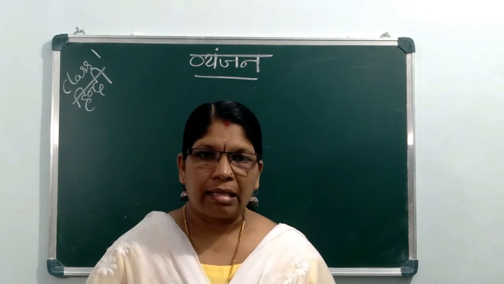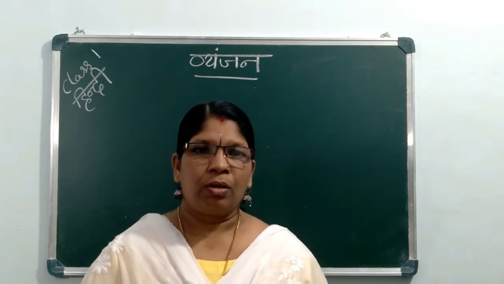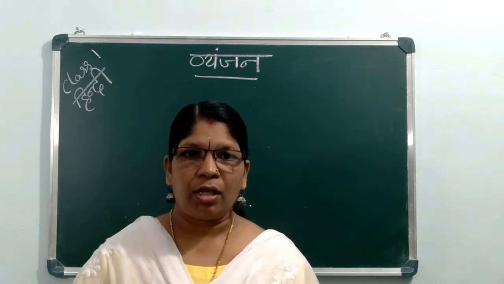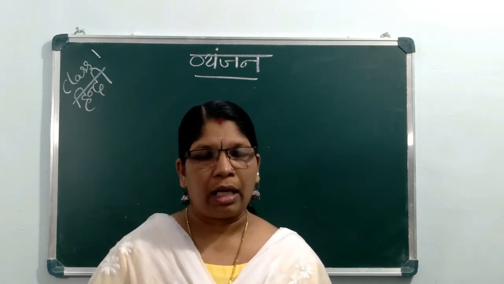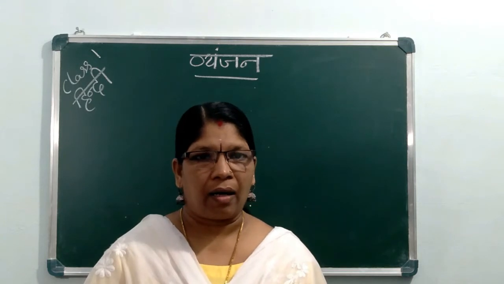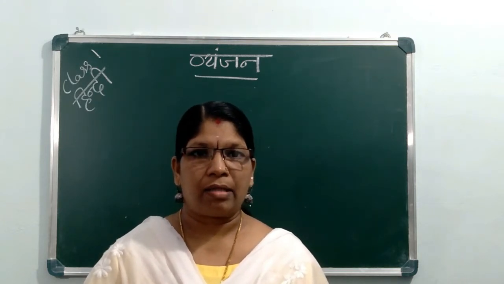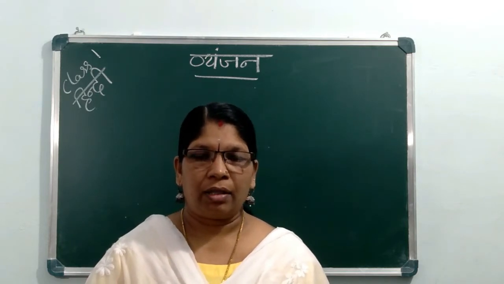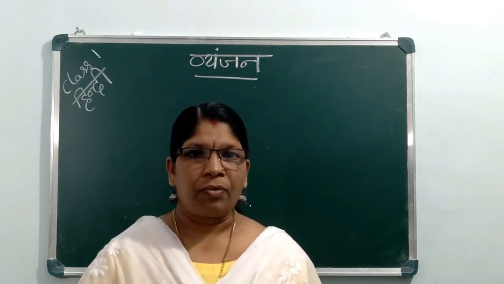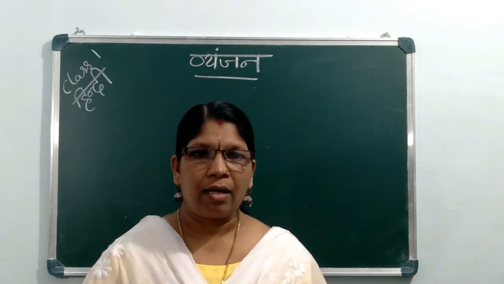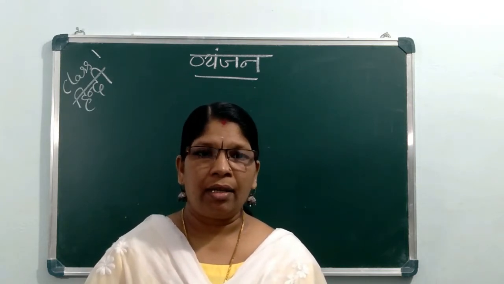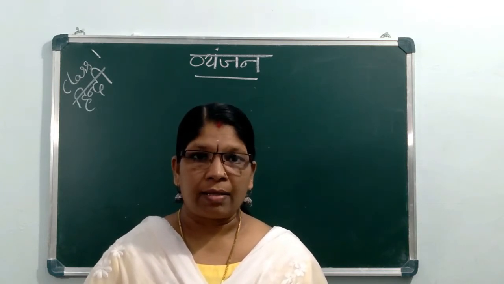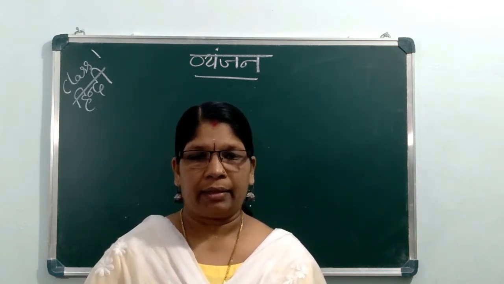Tase, taraju, tarbuj. Taraju is weighing machine, tarbuj is watermelon. Then next letter, tha. Tha se thermos, flask. Thermometer, thermometer itself. Then next letter, da. Da se darwaza, door. Dari, mat or carpet.